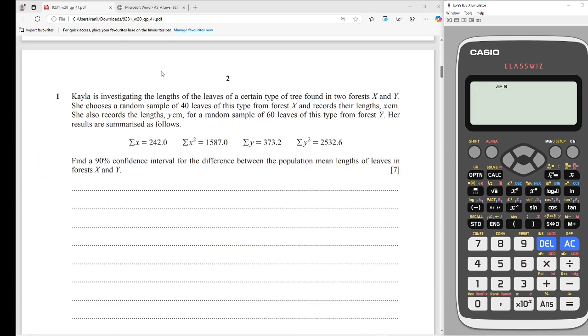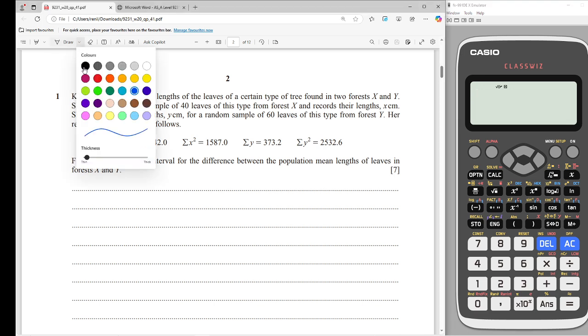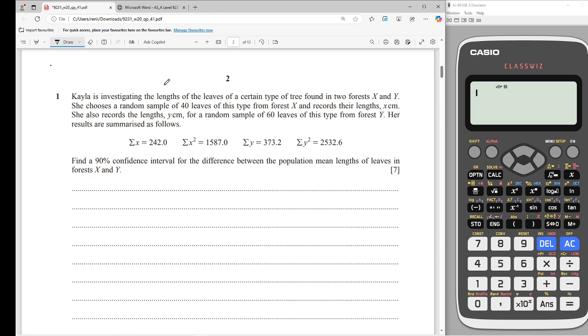Okay, so the first question is inferential statistics. Kayla is investigating the lengths of the leaves of a certain type of tree found in two forests, X and Y. She chooses a random sample of 40 leaves from forest X and records the lengths in X centimeters. She also records the length Y centimeters for a random sample of 60 leaves from forest Y. Her results are summarized. Find the 90% confidence interval for the difference between the population means of length of leaves X and Y.